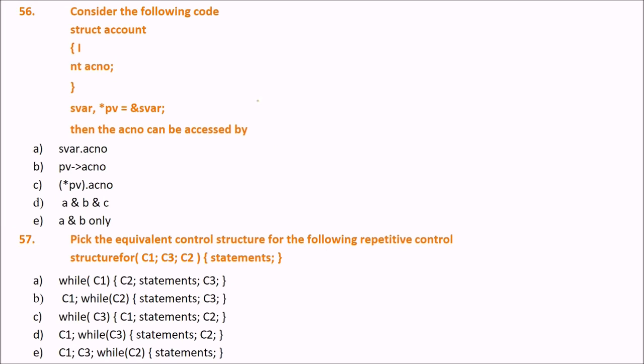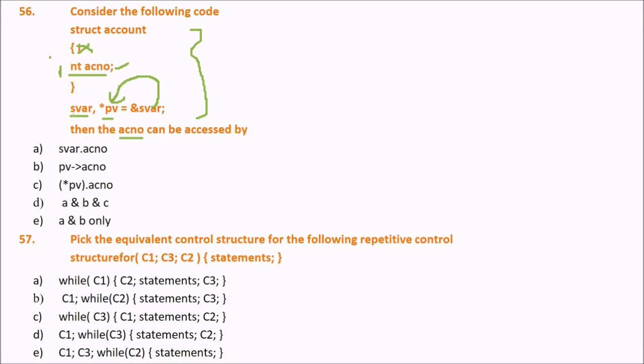Next question is, let me take it like this: int, forget about this, int ac number, account number. We have a structure. In this we have account number, and then we have a variable, and we are assigning the address of the variable to this pv. So the account number ac number can be accessed by how? Right? How are we going to access the account number? This is the part of the structure only. So can you give me the answer?